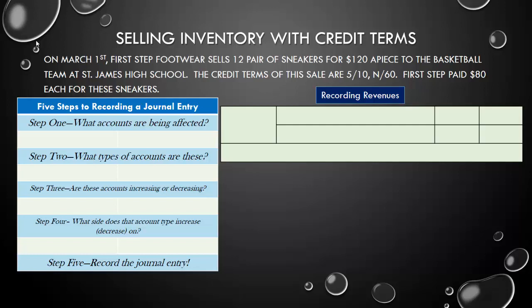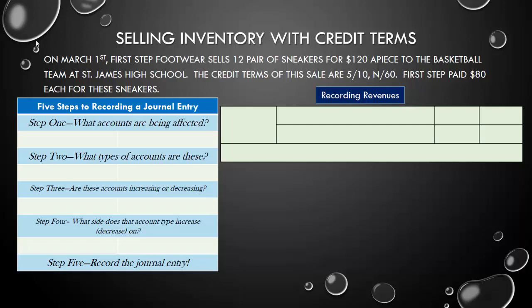You have to record one entry to recognize the revenues. You recognize revenues as soon as you actually make the sale and give up custody of the inventory that you're selling. You also need another entry to recognize the expense, to move those goods out of your inventory and record them as a cost of goods sold expense. Let's start with the revenue entry.